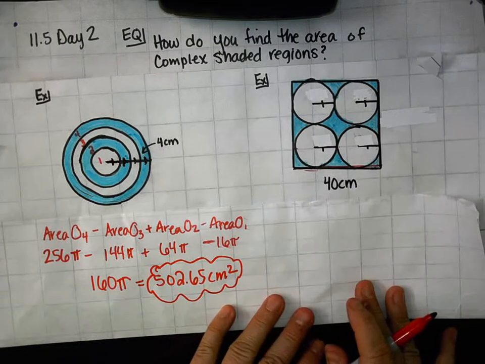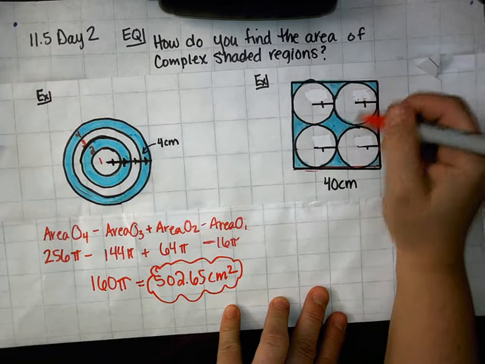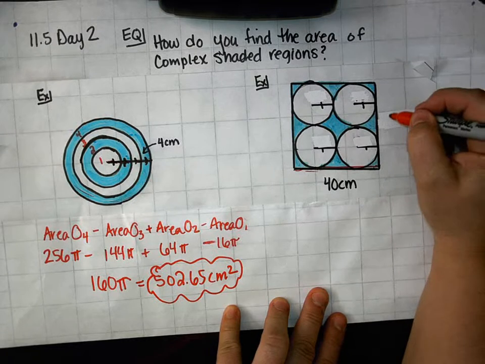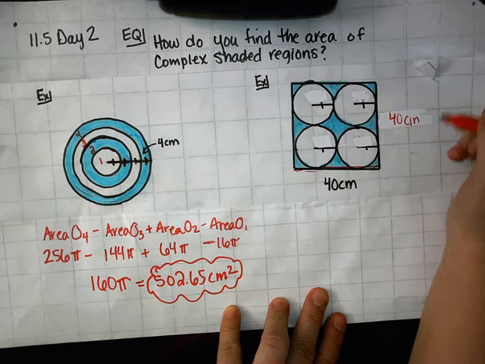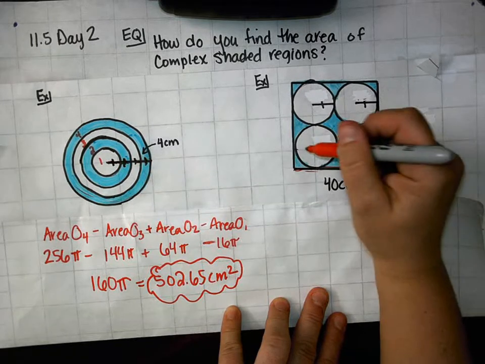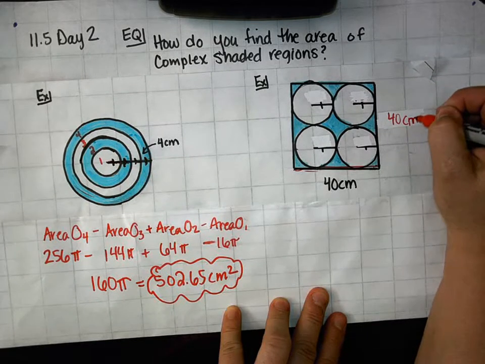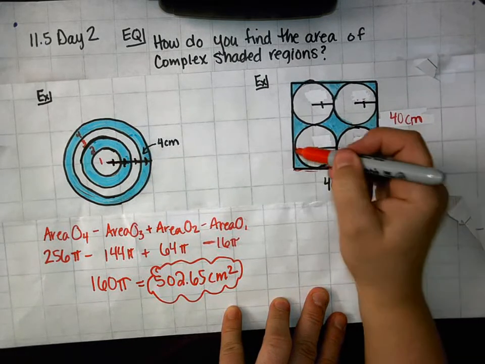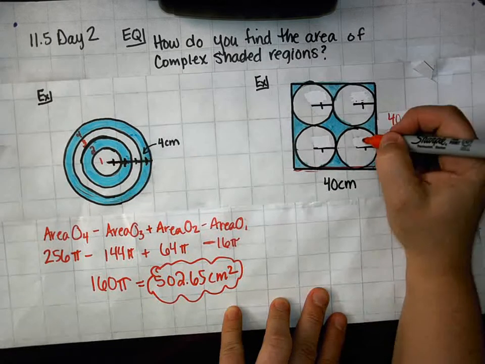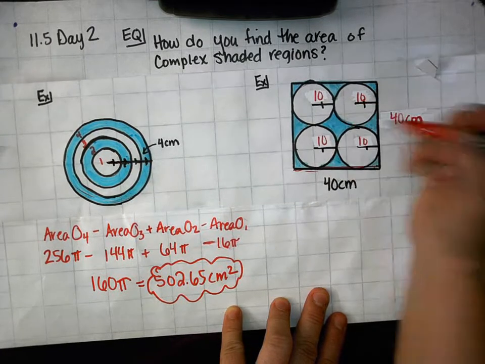Moving on to example number 6, I'll notice that this is a square with 4 equal circles cut out. The square has side length 40 centimeters, so it will have 40 centimeters going up the side. I can confirm that it's a square because the circles are all the same size, and it's 2 circles by 2 circles. Since it's 40 all the way across, the circles must have a diameter of 20 each, which would give the radiuses a value of 10 each.